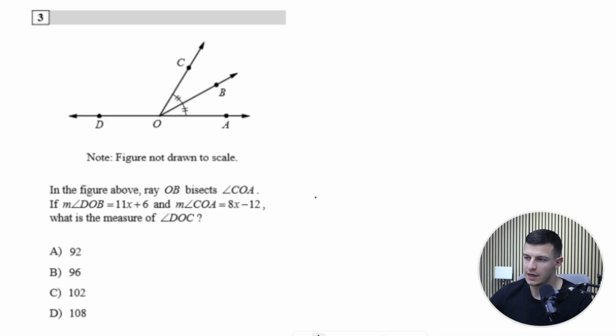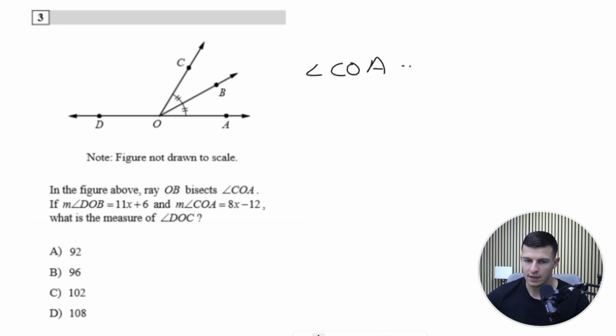In the figure above, ray OB bisects COA, which means it divides it into two equal parts. So these angles are equal to each other. That's why we have these lines. If DOB is equal to 11x plus 6 and COA is equal to 8x minus 12, what is the measure of DOC?